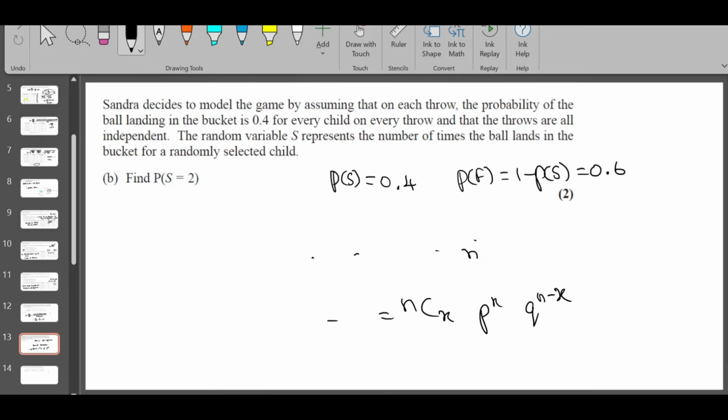Okay. So now, what if you don't want to learn the binomial distribution? There is another way to solve it. I will show you that also.